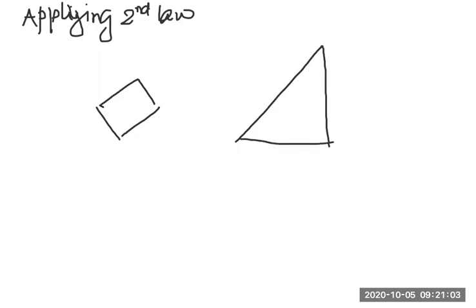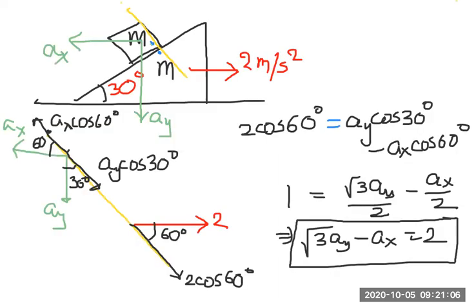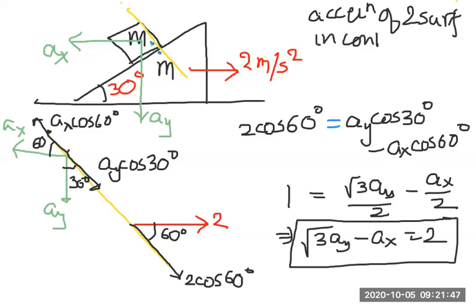Please see very carefully. Hardik's question is, if I had done ax cos 60 minus ay cos 30, would it make any difference? The answer is yes, it will make a difference. Because last time, if you remember what we discussed, the operating principle was that the acceleration of two surfaces in contact with each other, perpendicular to the surfaces, is same.